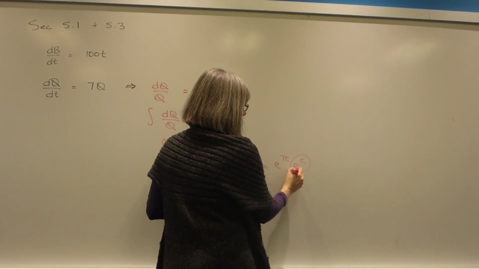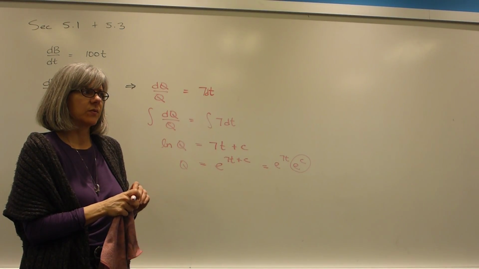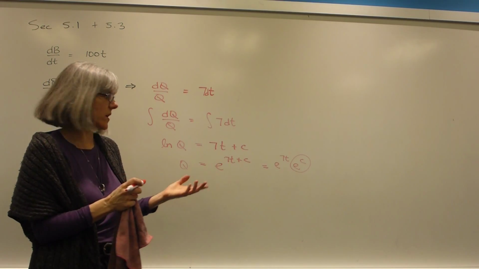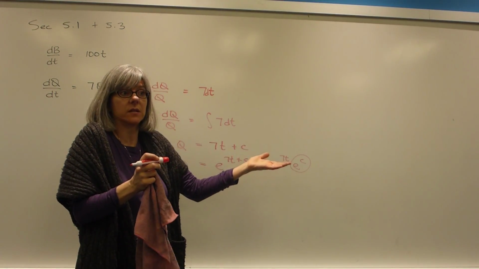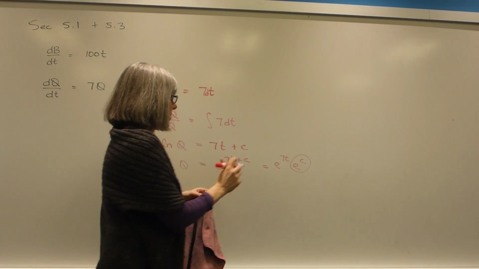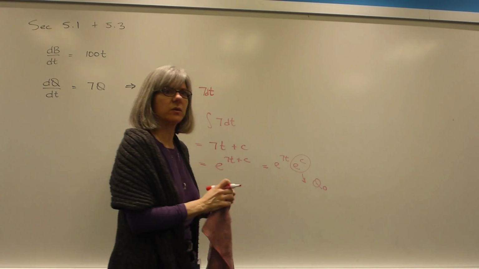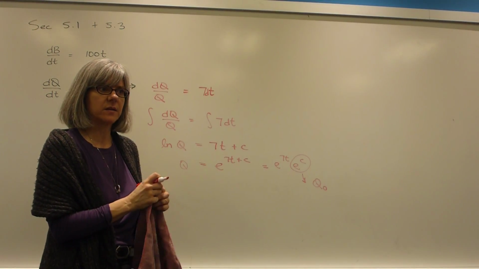Is that a number or is that a variable? That's just a number, right? e to the c, whatever c is. I haven't pinned down c, but as soon as I know what c is, this is just a number. So in the end, I'm going to call that something special. Q sub 0 is what I'm going to call that.